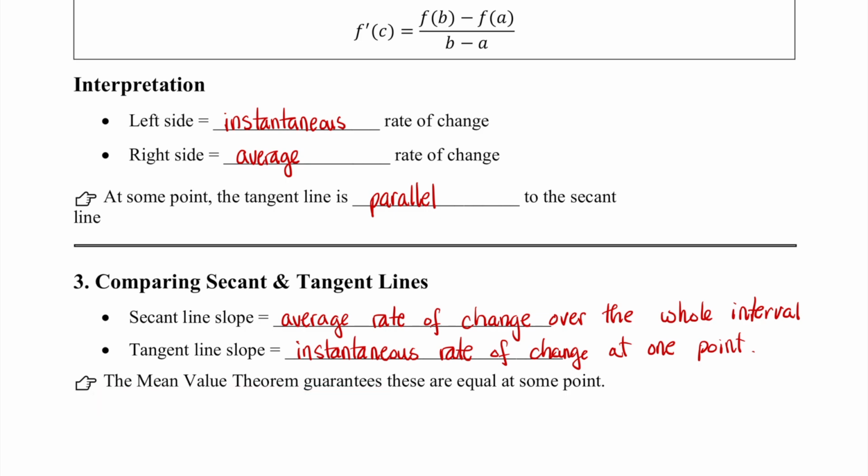So to summarize, as long as the function is continuous and smooth, there will always be at least one point where the instantaneous rate of change equals the average rate of change.